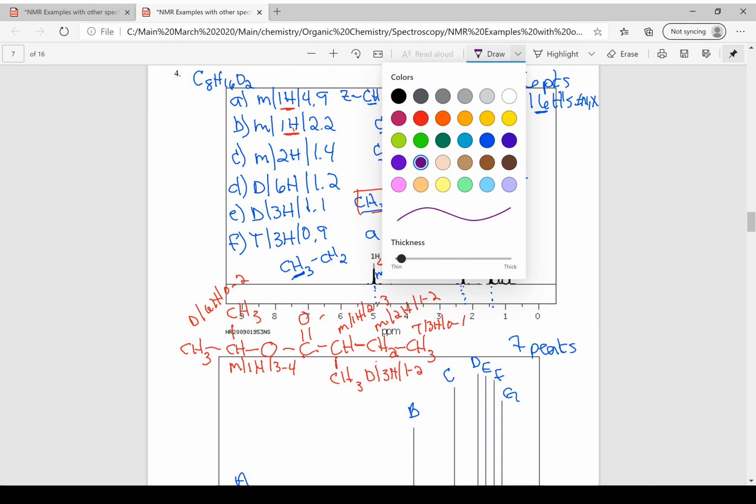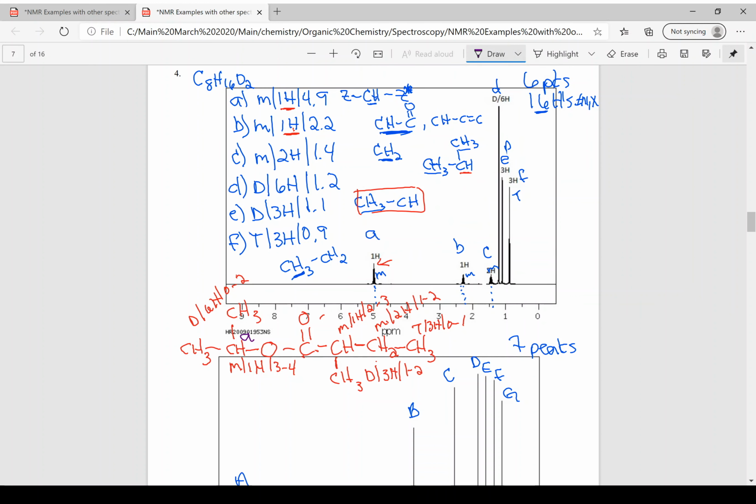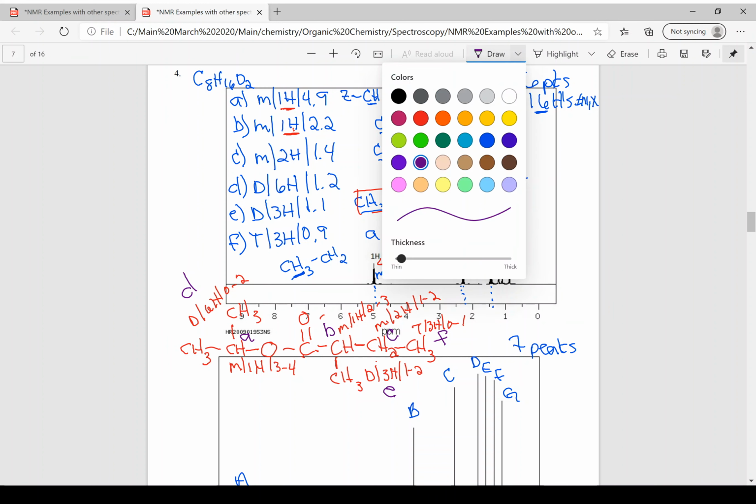What color? Let's use purple. So A, I believe to be this one. B, I believe to be that one. C is the 2 hydrogens. D is the doublet for 6 hydrogens. E is the doublet for 3 hydrogens. And F is a triplet for 3 hydrogens. Actually, those all lined up very nicely, even though that shift didn't quite go the way I'd hoped.